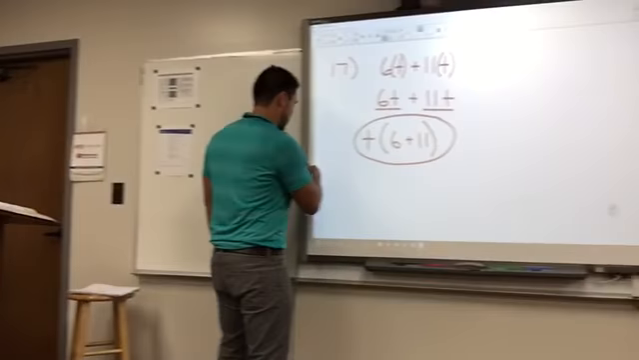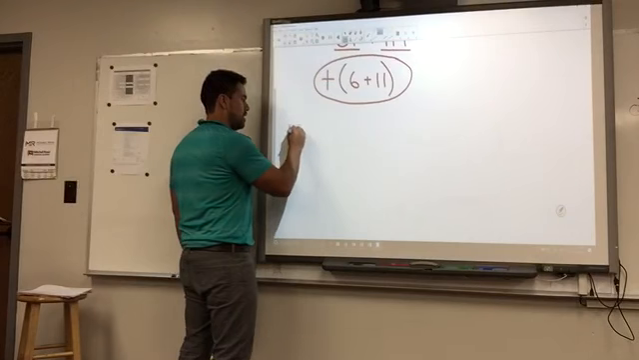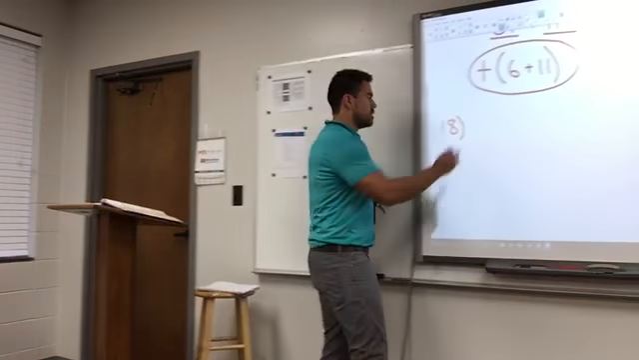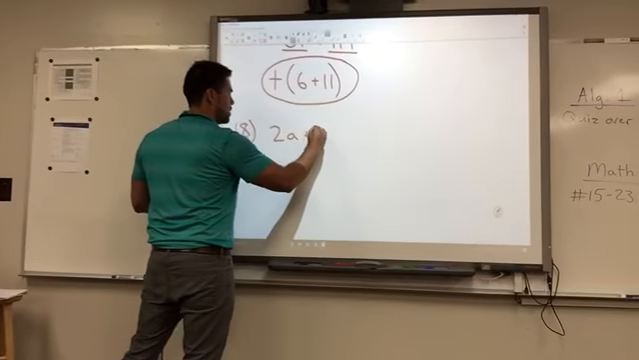18. They up the intensity here. 18. This is where it gets tough. 2a plus 4b.